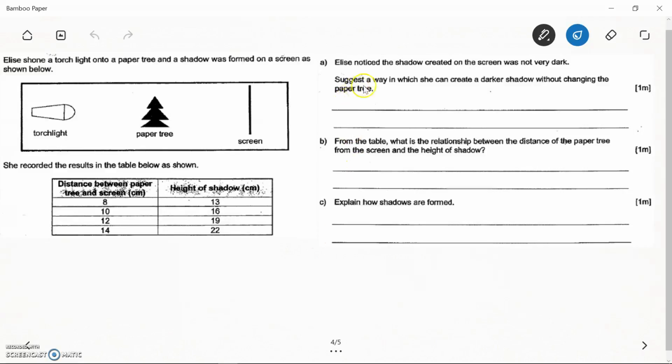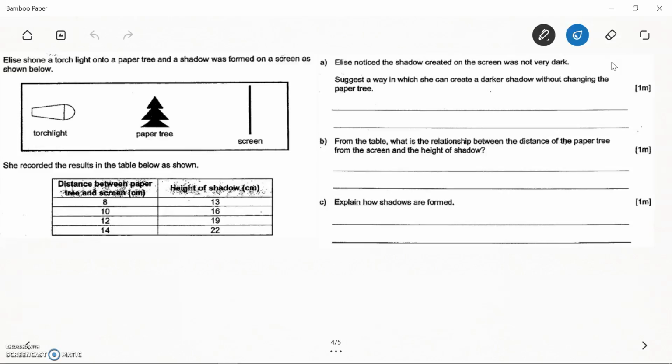Now let's look at part A. Elise noticed the shadow created on the screen was not very dark. Suggest a way in which she can create a darker shadow without changing the paper tree. Now when a shadow is not dark, it means that the room might be bright. If the room is bright, it means that you have other sources of light. The other sources of light are shining on the shadow, so your shadow is not very dark.